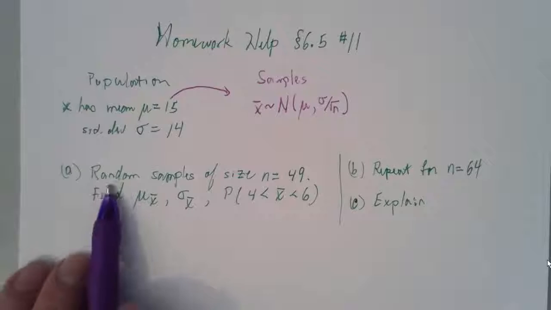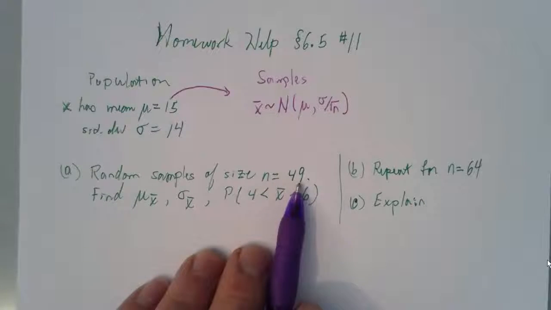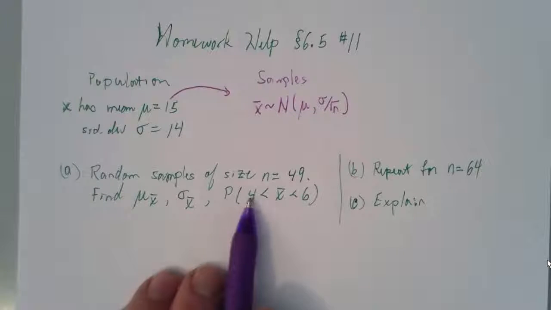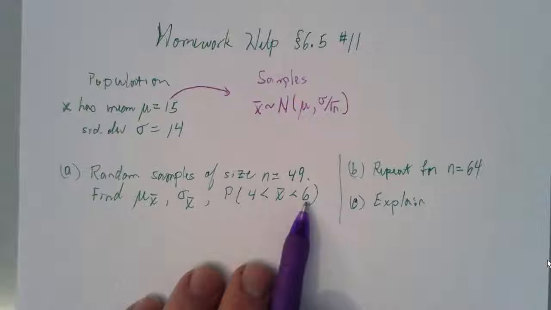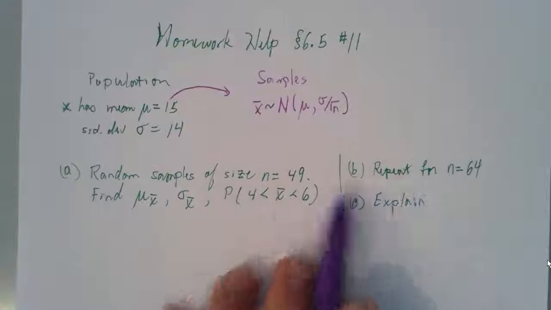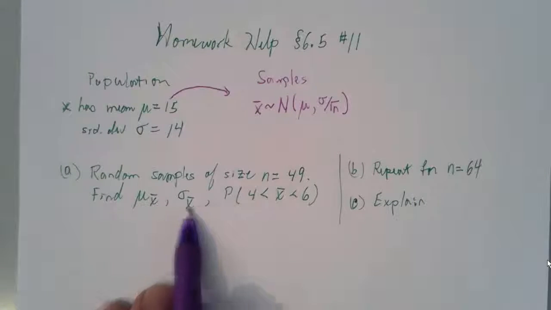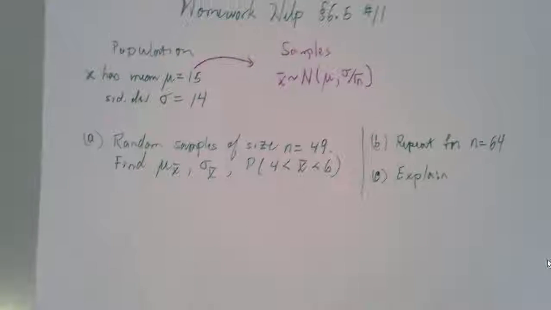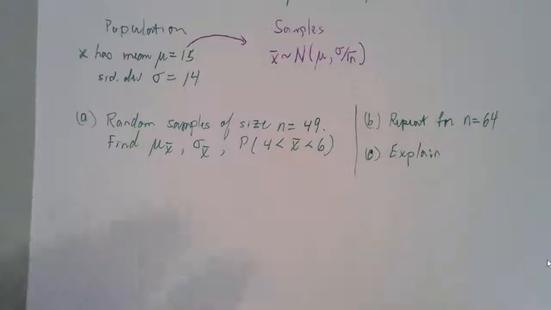The first is this. If we take random samples of size n equals 49, find the mean, the standard error or the standard deviation of the x bars, and the probability that x bar will land between 4 and 6. Then we're supposed to repeat that for size 64. We will get different probabilities and different standard deviations, and we're supposed to explain the effect that we see. So let's jump in here to part A.